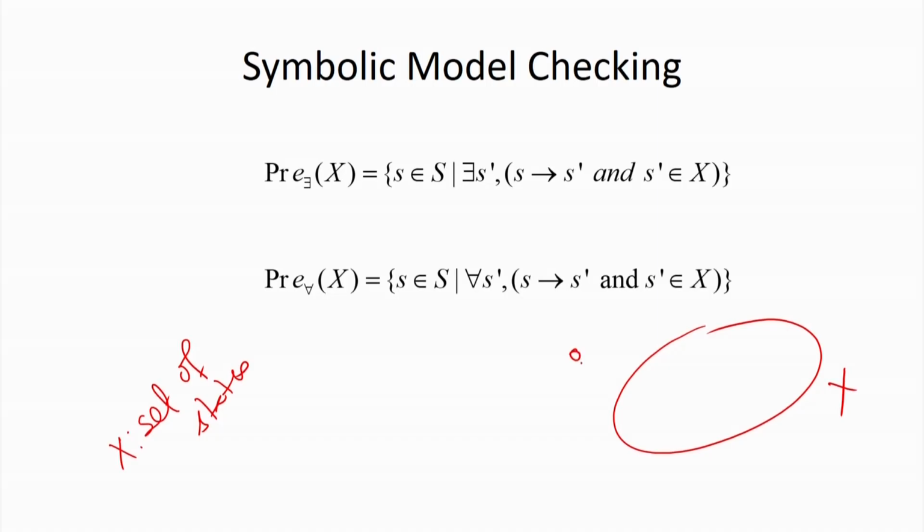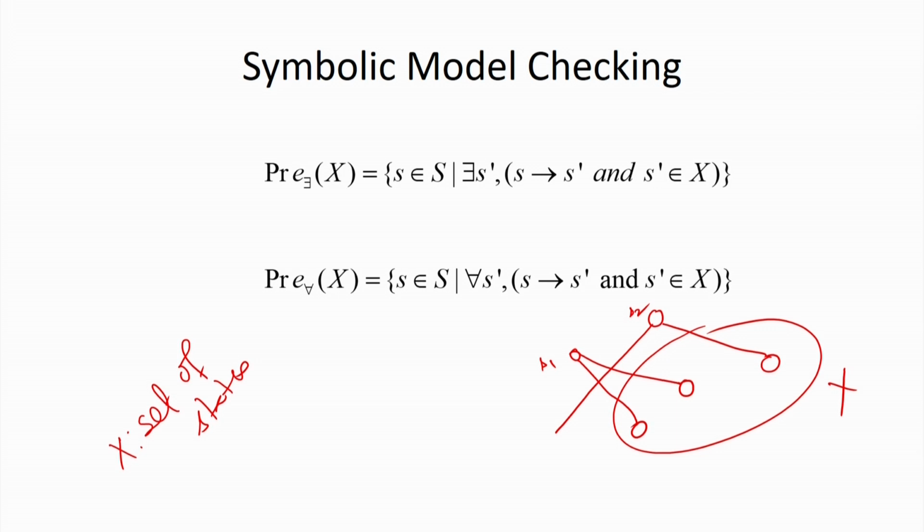Okay. So, if this is the scenario, then for pre exists, we are going to get both the states S1 and S2, but for pre for all we are going to get only S1, because all its transitions go to a state which is a member of this particular x.